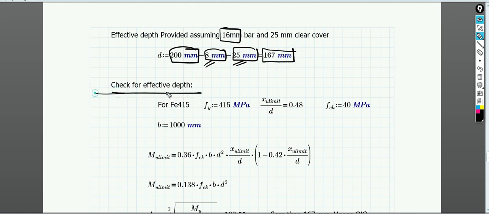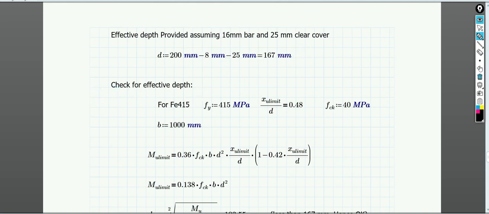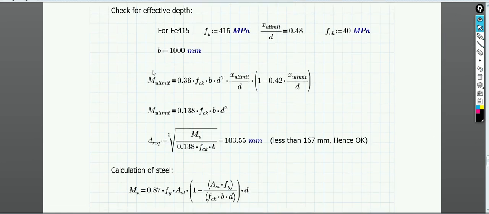Now if I want to check for the effective depth, this part is basically as simple as designing of a cantilever beam. So if I want to find out Mu limit, from that you can find out the d required, which is 103.55 mm, and we have the effective depth available as 167 mm. So obviously this is okay.